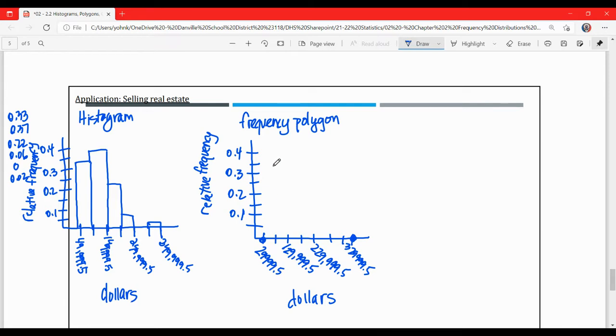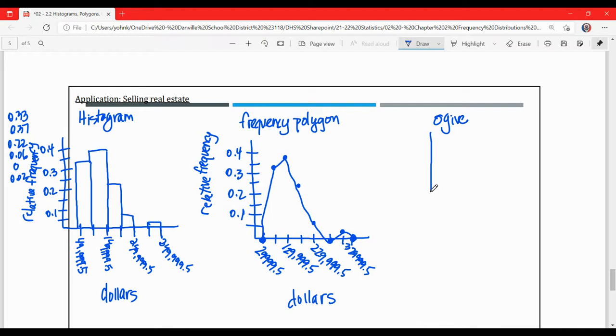0.33, and then 0.37, and then 0.22, and then 0.06, and then nothing, and then 0.02, and then back down. So here's our frequency polygon. Lovely straight lines, totally connecting each of the dots. Frequency polygon. Then we have an ogive.